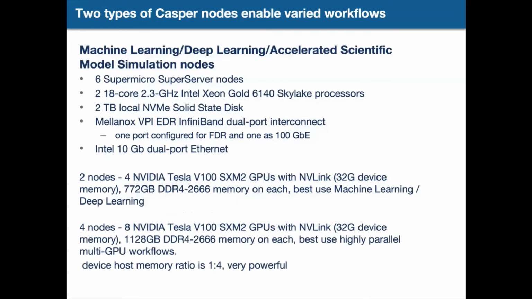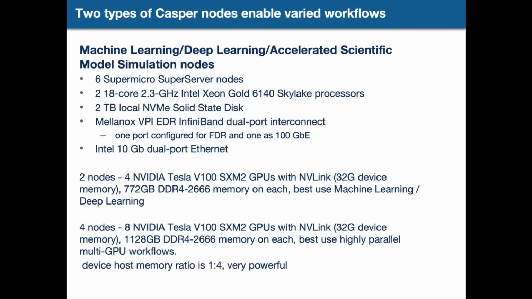The other type of Casper nodes is for machine learning, deep learning, accelerated scientific model simulations. We have 6 of them. They are supermicro server nodes. On each node, we have two 18-core Skylake processors and solid state disk, Mellanox interconnect, and 10 gig dual port Ethernet. 2 of these nodes are equipped with 4 NVIDIA Tesla V100 GPUs with 768 gigabytes memory. 4 of them are equipped with 8 NVIDIA Tesla V100 GPUs. We have 32 gig device memory on each GPU, and we have 1 TB host memory on the node. So it's best used for highly parallel multi-GPU workflows.